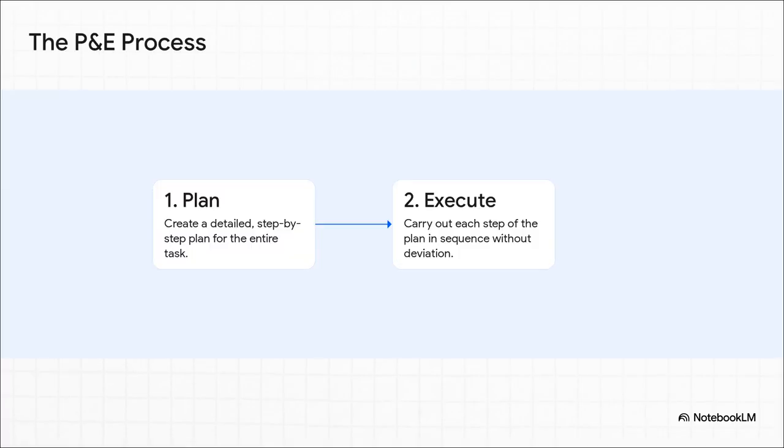So you can see the process is way more linear, right? It's just two big steps. Step 1 is the plan phase. The agent looks at the whole task and creates this super detailed step-by-step blueprint for everything. Then, and only then, does it switch over to step 2, execute. And in this phase, it just works through the plan, one step at a time, in sequence, without changing a thing. All the thinking is done up front.